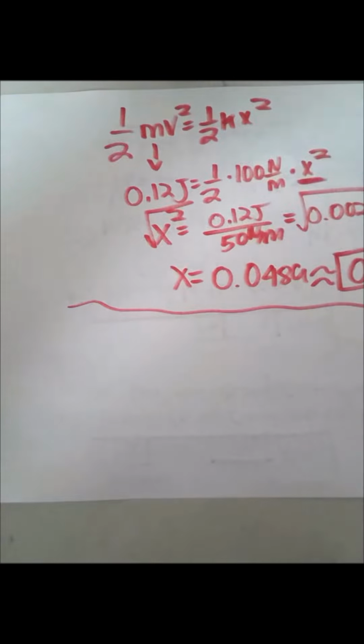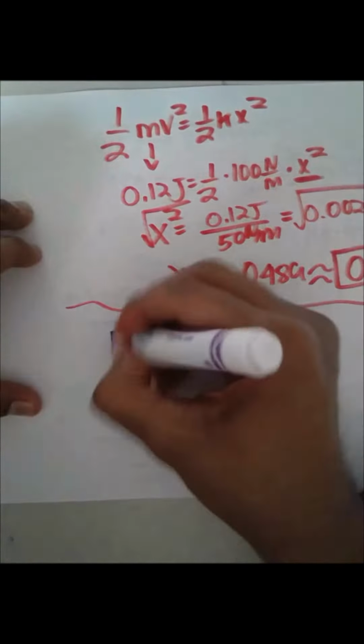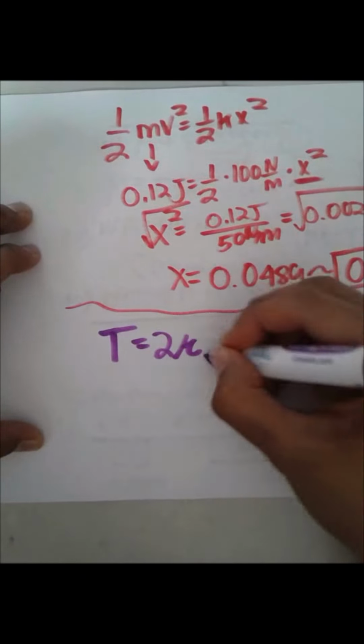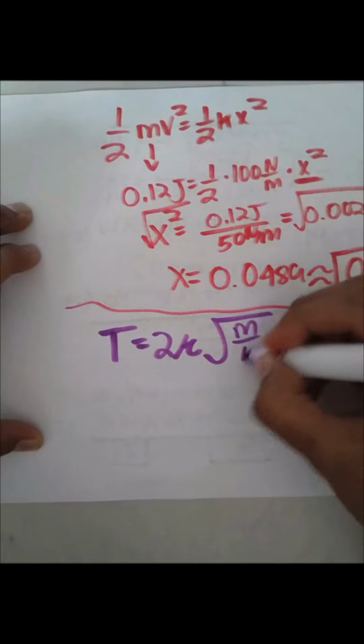Now we need to figure out the period of the harmonic motion. We'll do the period in purple, because purple period, you know. So T, we're always going to use this expression. T is equal to 2 pi square root of m over k. This is the period of a spring.